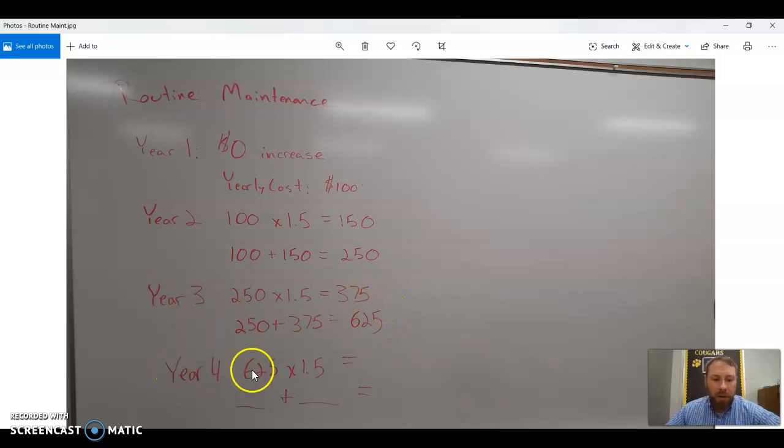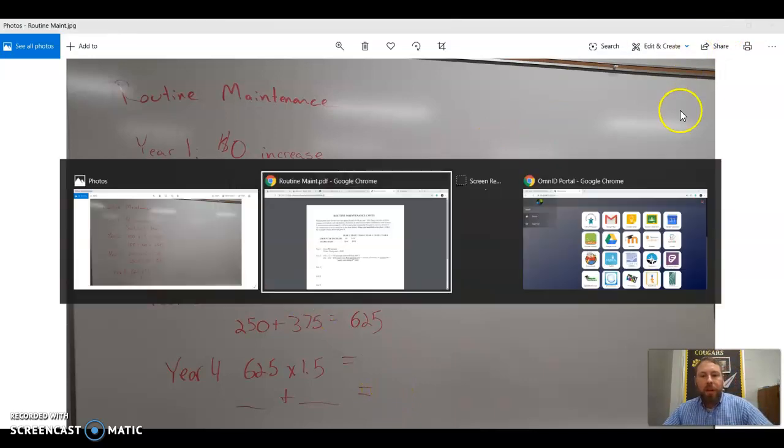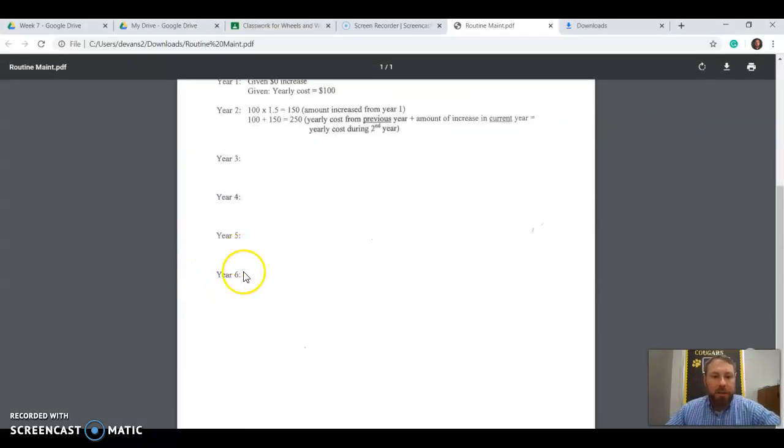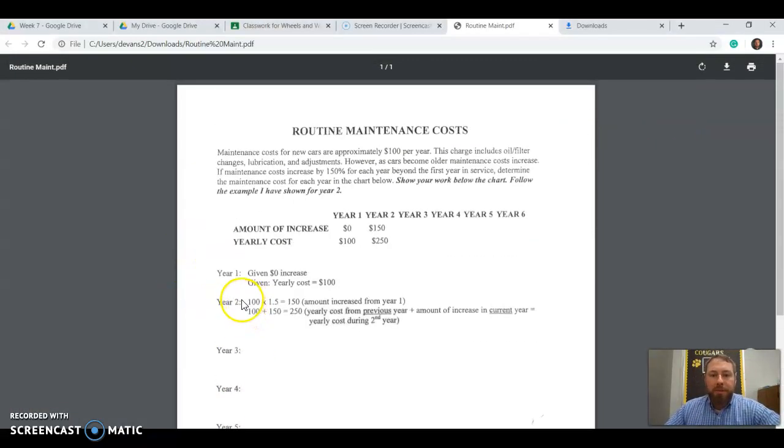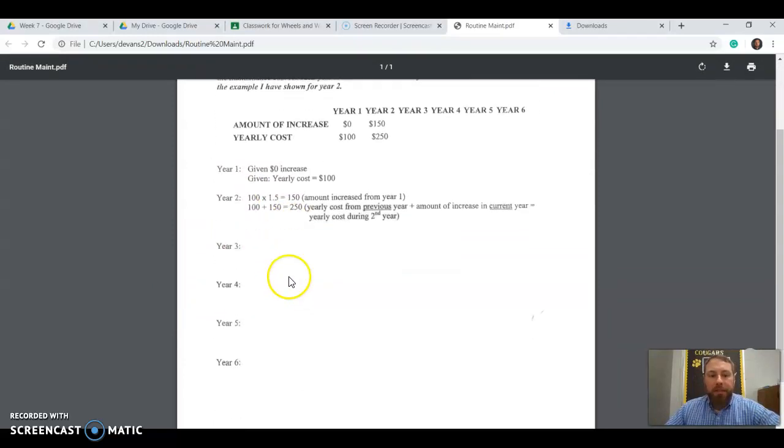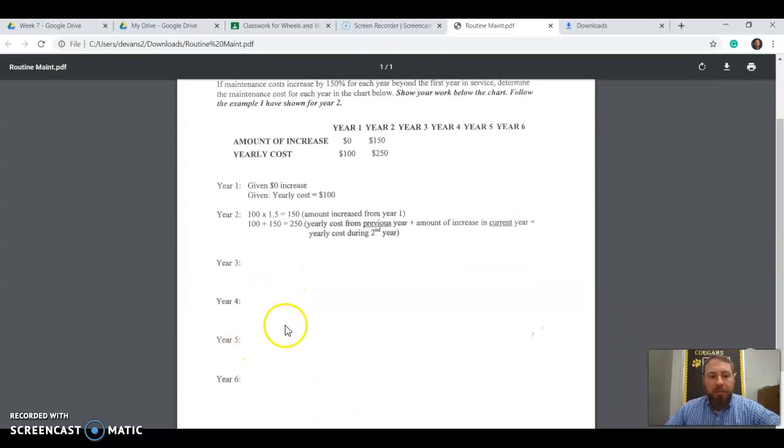And then in year 4, you're going to take 625. You're going to carry that down. We're going to have an increase of 150%. So you multiply it by 1.5. And then you're going to take the answer that you get plus 625, and that's going to give you your total for year 4. And then you continue doing that as shown on the worksheet. So you're going to go down to year 6. This will be the same for all vehicles, so you only have to do this one time, okay?